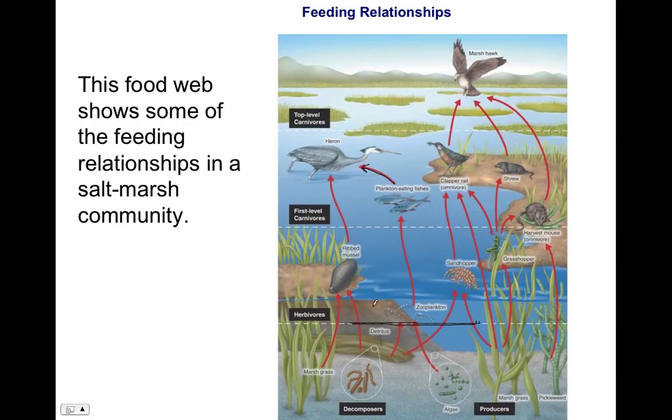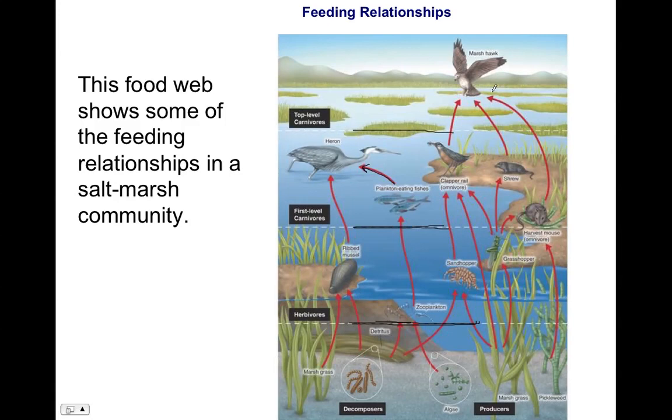Herbivores are in between this line here and this line here on this figure. And so you see a mussel and you see a grasshopper. They are eating the producers, right? You see an arrow going from the producer, this grass, to the grasshopper. That means the grasshopper is eating the grass, right? And then above this is our first level carnivores. So above this line and below this line, we have first level carnivores. They're the first consumers. And so the heron's eating the fish.